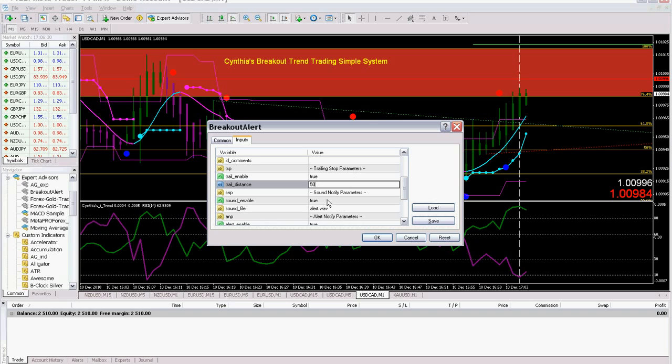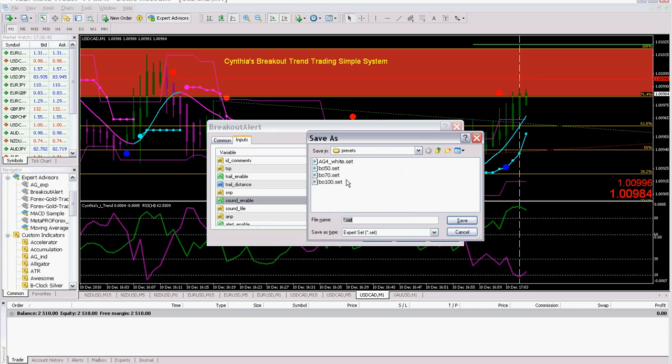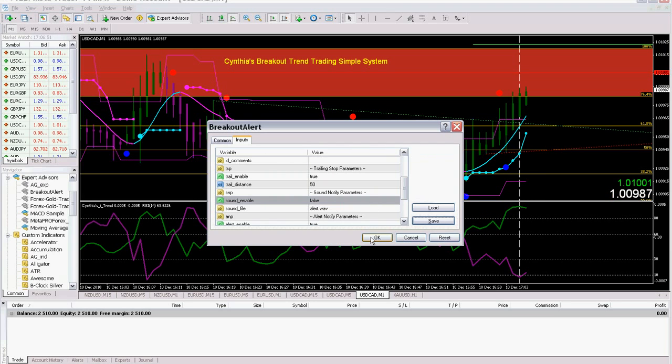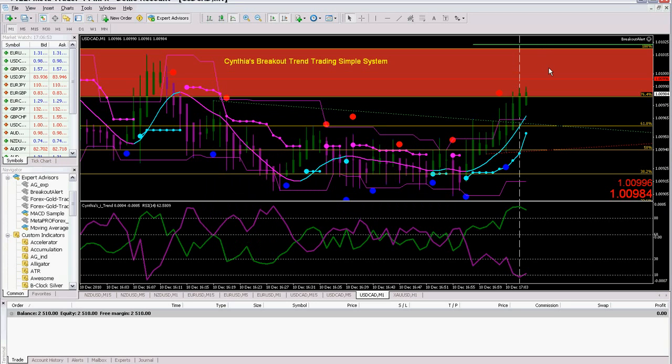And the sound notifier parameters, sound enable is true. You want to change that to false so it doesn't bing you in your ear all the time, and then click save. And then I already have done this, so I'm going to overwrite the BO50. That means breakout 50. That's breakout trailing by 5 pips. That's what that means. And then click OK. And now we're going to look for a trade setup.